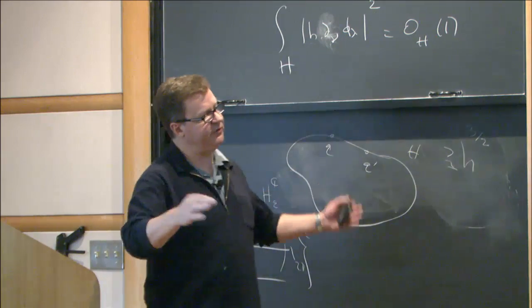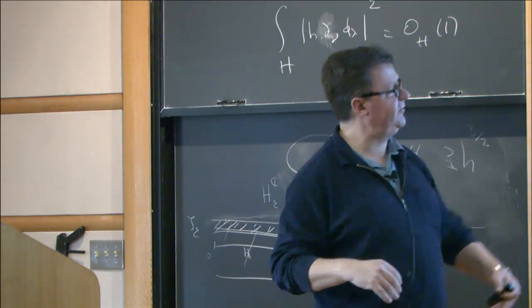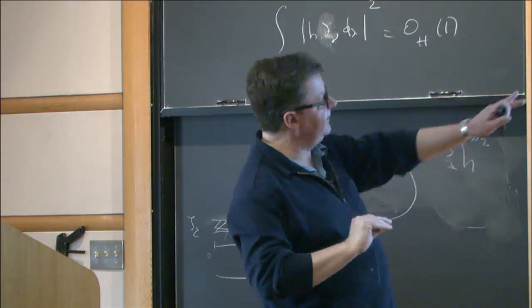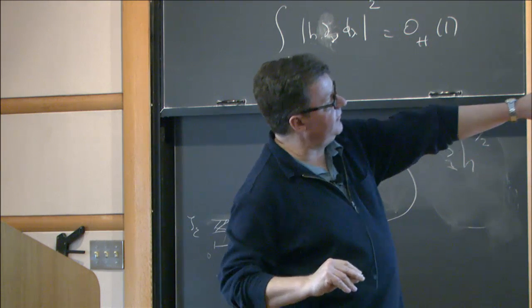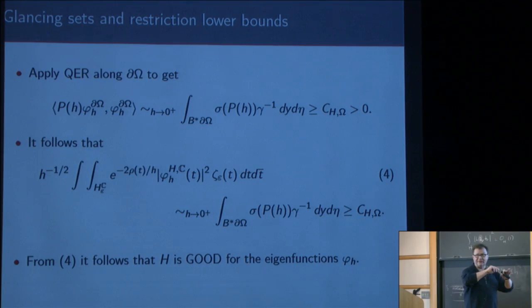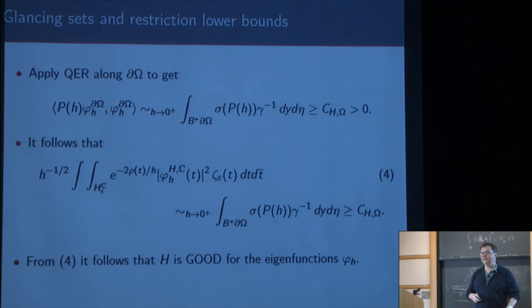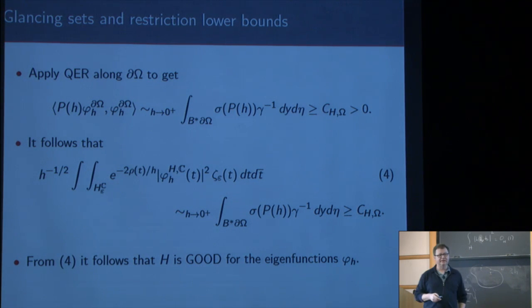So the L2 mass over the whole Grauer tube is bigger than or equal to the L2 mass over some strip. And in this strip, I can write this as a matrix element of a pseudodifferential operator along the boundary. And that I can compute as some positive constant. So I've got a weighted L2 mass being greater than or equal to a constant. It's obvious that this is good. And in fact, you can get some polynomial power here out of this as well.